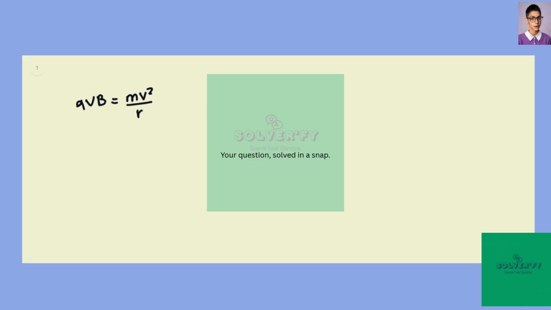So from here, let's try and isolate the orbital radius because that's what's asked in the problem. So these are going to cancel. We're going to have r equals mv over qB. So here in the problem, we're given the kinetic energy rather than being given the speed. So let's get that information also.